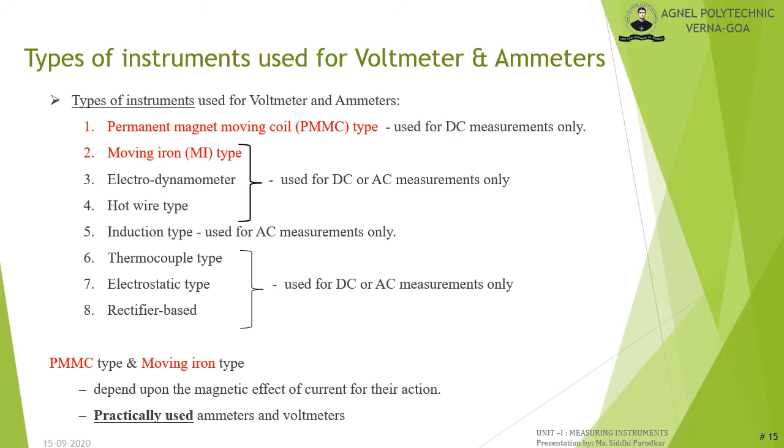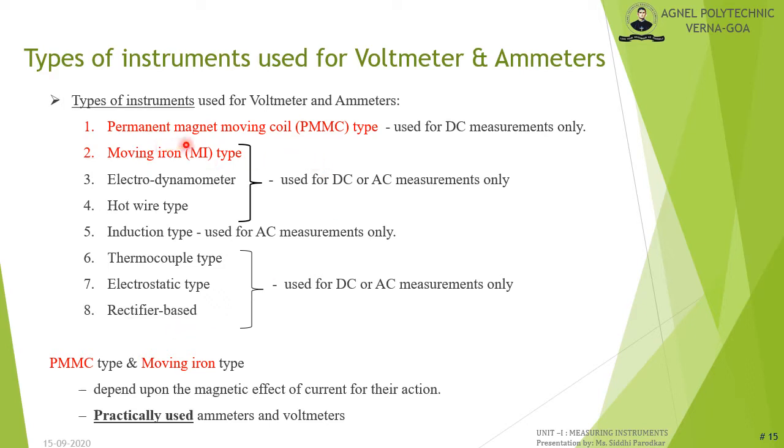Various types of instruments are used for voltmeters and ammeters. These instruments are as follows. First one, permanent magnet moving coil or PMMC type of instruments, moving iron type of instruments, electrodynamometer, hot wire type of instruments, induction type of instruments, thermocouple type of instruments, electrostatic type of instruments, and rectifier based instruments.